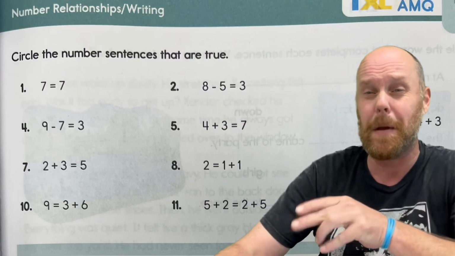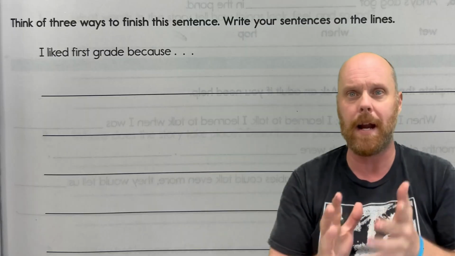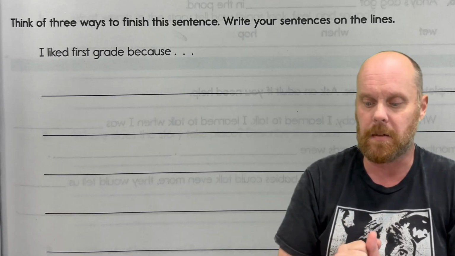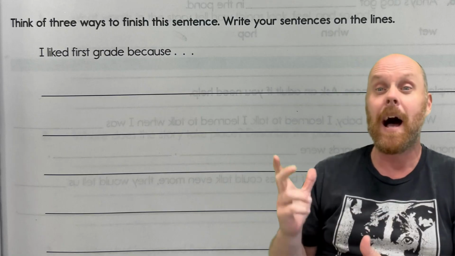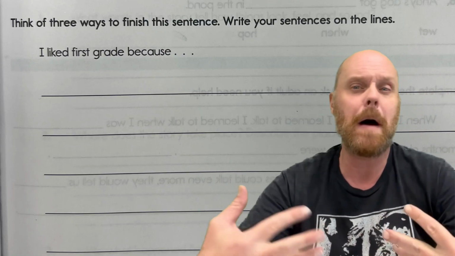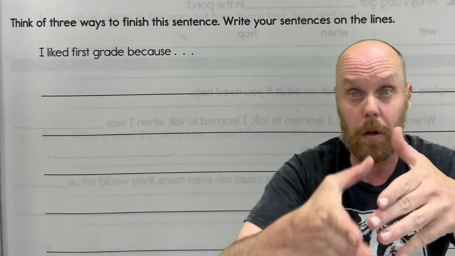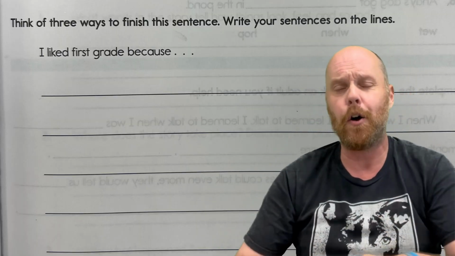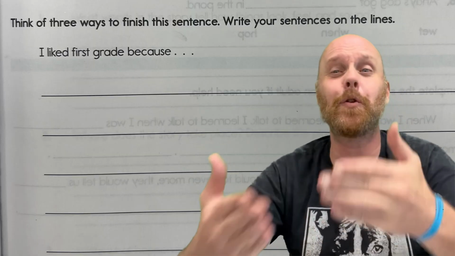And then at the bottom of this page, I really look forward to reading your writing. And it asks you below, it says, think of 3 ways to finish the sentence. Write your sentences on the line. I liked first grade because, now with this, give me about 3 reasons, 3 answers. All right, and I'd love to see your sentence work. Now, if you're not sure how to write a sentence, that's okay. This being early on in our book, I just kind of want to see what you're capable of doing.